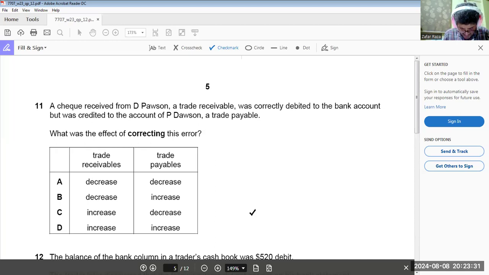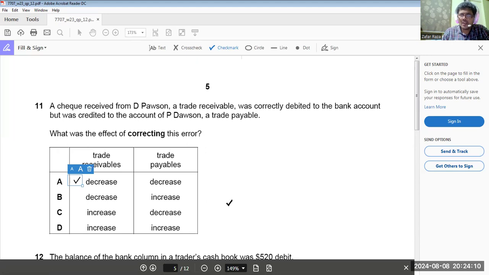So in that very case, what happened? When we rectify this error, the trade receivable is going to be decreased because it was not decreased when we received the money. And trade payable will also decrease because when we created a trade payable, our liability has increased. So when we rectify this error, both trade receivable and trade payables are going to be decreased. A option should be the answer.